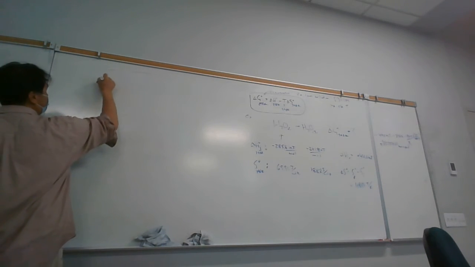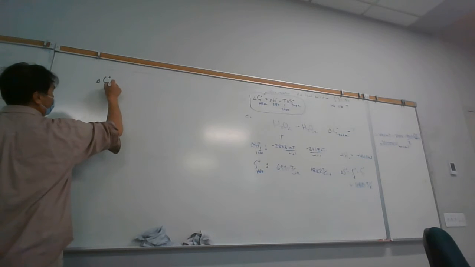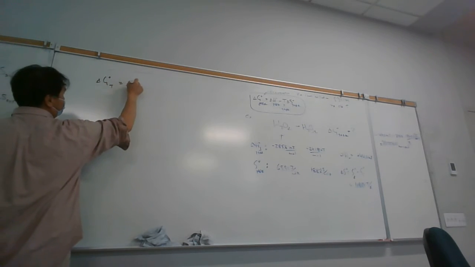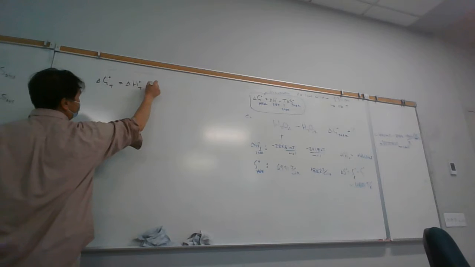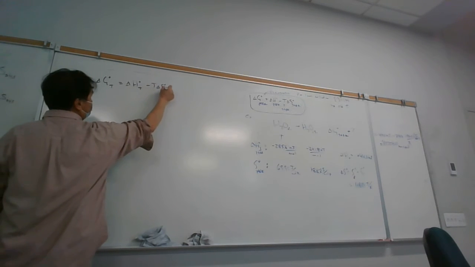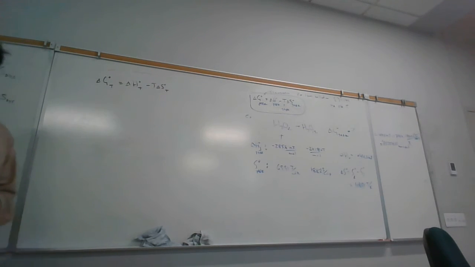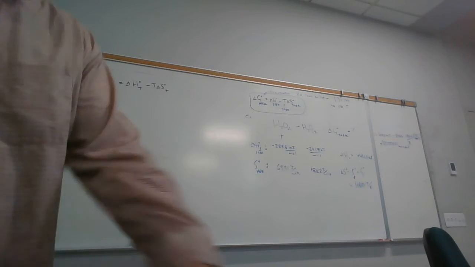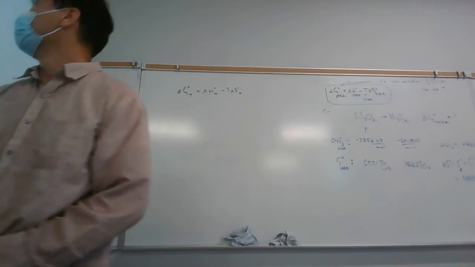That is, delta G naught at temperature T is equal to delta H naught at temperature T minus T delta S naught at temperature T. So we can do this at different temperatures. So the problem is the question.